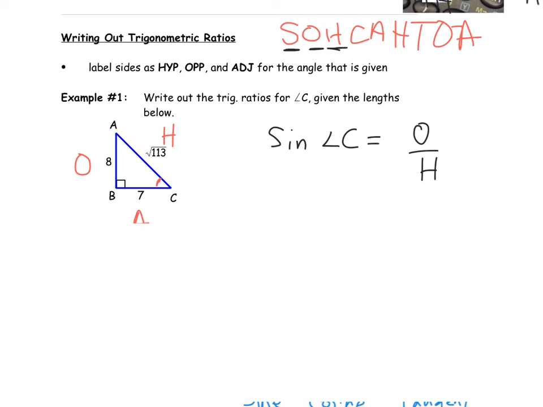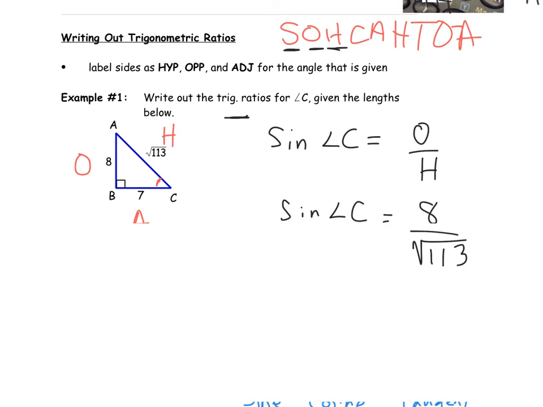And so now I'm going to substitute in the actual values that I have for the length of the opposite side and the length of the hypotenuse. So the sine of angle C is going to be equal to 8, and that's my opposite side, divided by root 113. And that's it, I'm done. So again, when you're asked to simply write out the ratio, you're not being asked to solve for anything, you're just asked to write out the expression and to substitute in any known values.